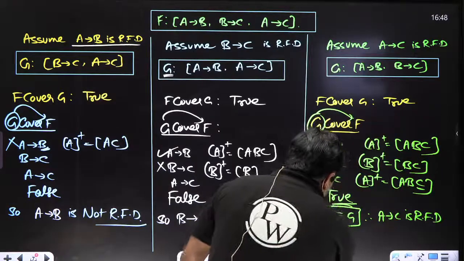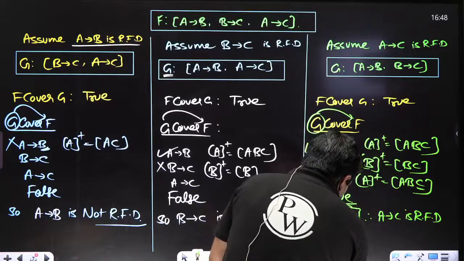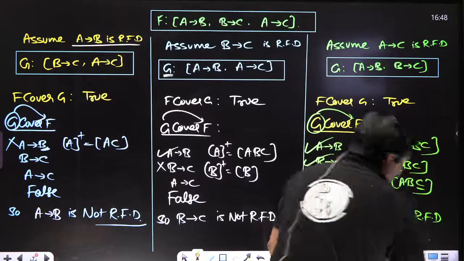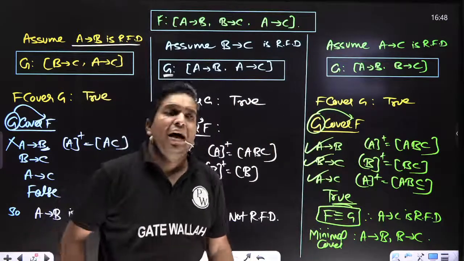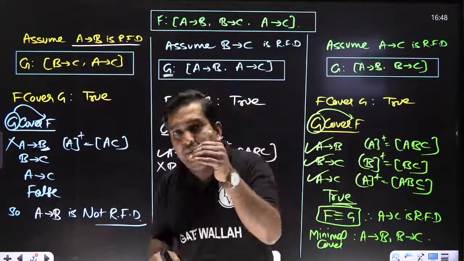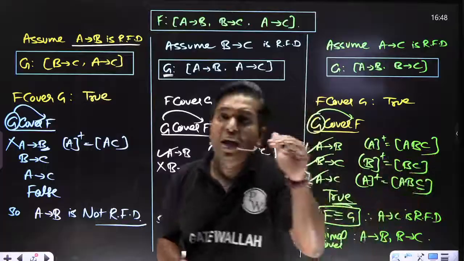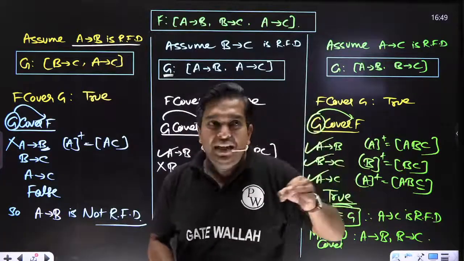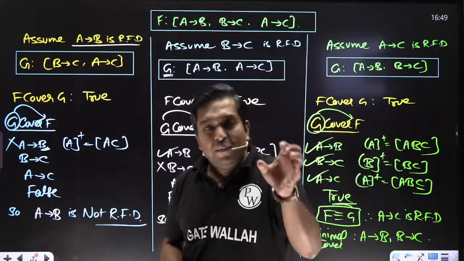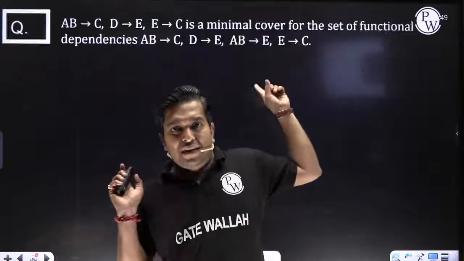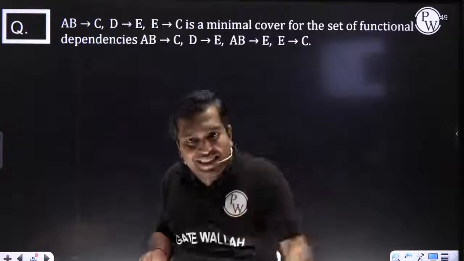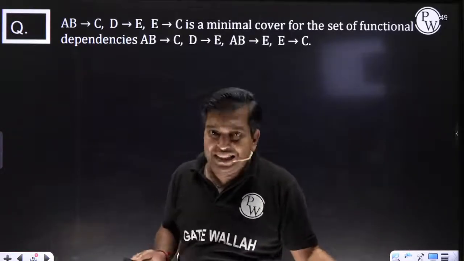So what is the minimal cover here? Here the minimal cover is A to B and B to C. Again I am telling, beta, minimal cover is a different thing. In minimal cover we have to eliminate the extra attributes and extra FDs as well. But here I am saying, if I don't want to find the minimal cover, because the minimal cover is also given and the original FD set is also given, then can I check whether it is true or false?